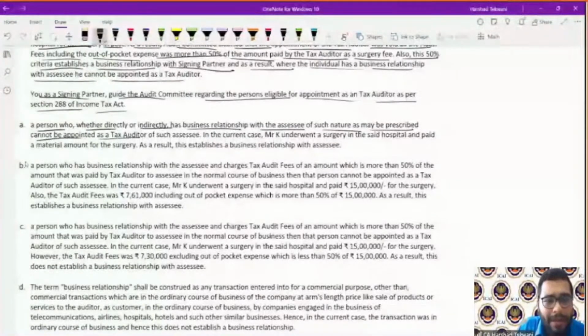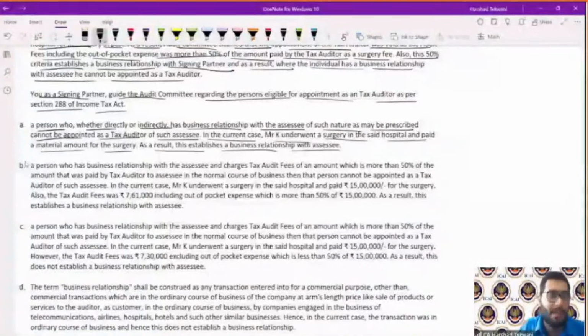A person who directly or indirectly has a business relationship with the assessee of such nature as may be prescribed cannot be appointed as a tax auditor of such assessee. In the current case, Mr. K underwent a surgery in the said hospital and paid a material amount for the surgery. As a result, this establishes a business relationship with assessee.